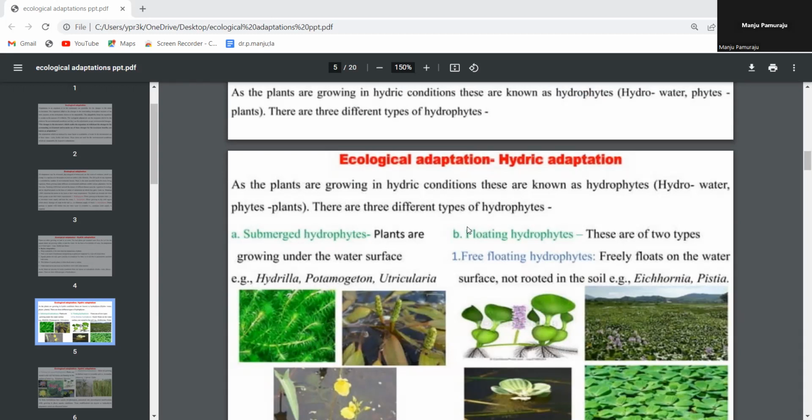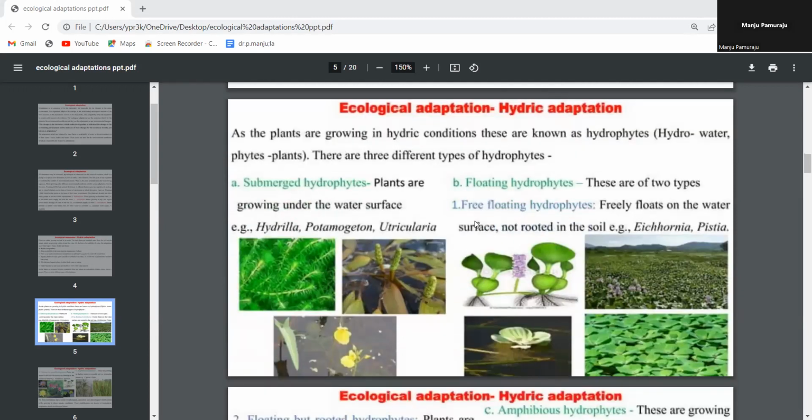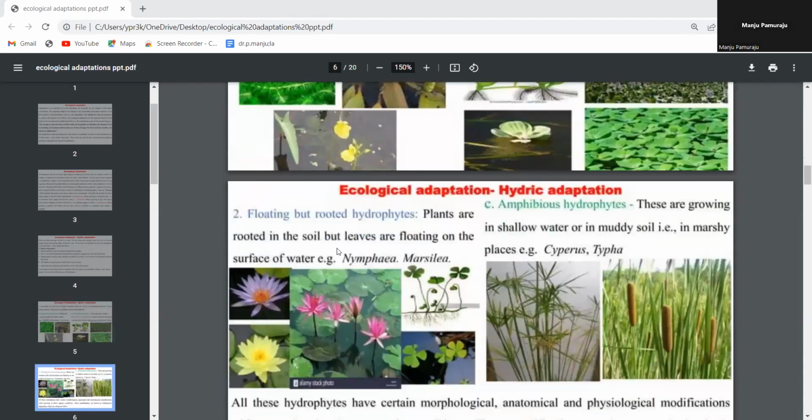Again, hydrophytes are classified into three types: submerged, floating, and amphibious. Submerged means present inside the water; examples are Hydrilla, Potamogeton and Utricularia. Floating hydrophytes with roots are called floating but rooted, whereas free floating hydrophytes have reduced roots and are not rooted in the soil. Examples for free floating are Eichhornia and Pistia, and for floating but rooted are Nymphaea and Marsilea. Amphibious means shallow water and muddy soil are present, in marshy places.